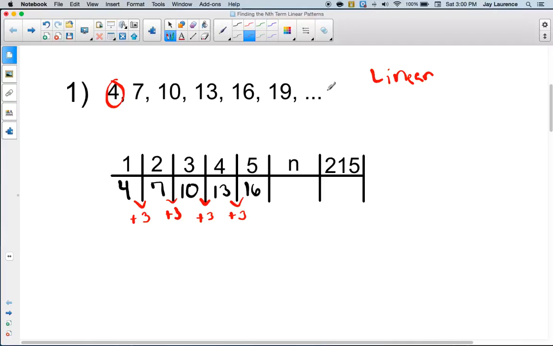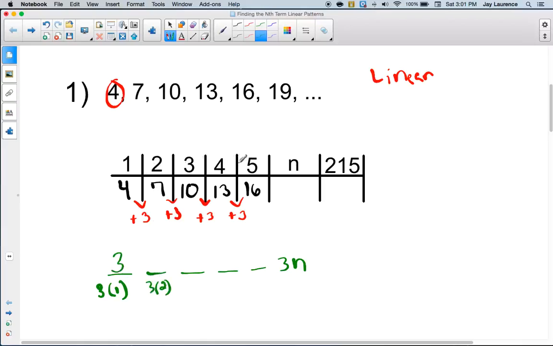Now, with this linear pattern, I'm going to take this repeating number, this 3, this plus 3, and I'm going to multiply it by n. Yeah, I'm going to go 3 times n. Now, I'm going to do what I call a comparison line. And I'm going to put these blanks down here. And I'm going to substitute in 1 for n and put it here. So in other words, 3 times 1. Well, that, of course, is 3. And then for this blank, I'm going to do 3, substituting in 2 for n.